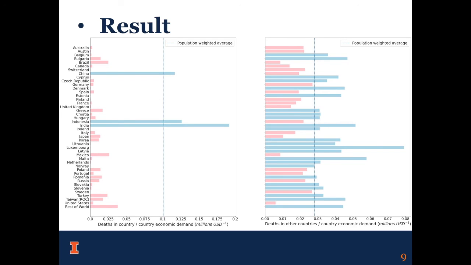And if we look into the exact values, we will find that most countries would cause more deaths in other countries than in their own land, while only Brazil, China, Japan, Mexico, India, and Indonesia caused more domestic deaths.